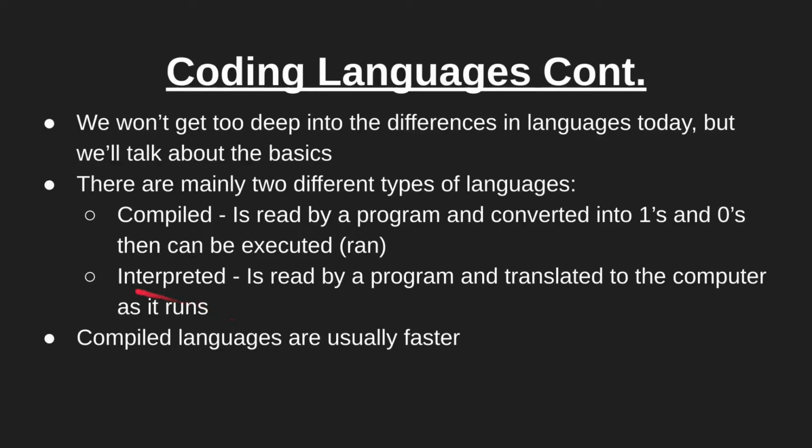Then the other type is an interpreted language. So this script will be read by a program called an interpreter, and it'll be translated to the computer as it runs. This might be line by line or certain blocks together, but the interpreter is always there whenever the code is ran. So this is why compiled languages are usually faster.